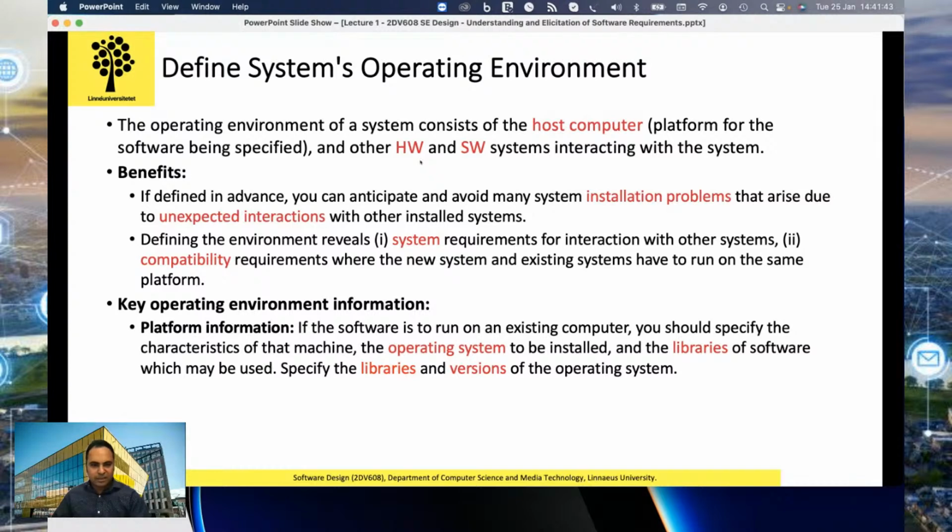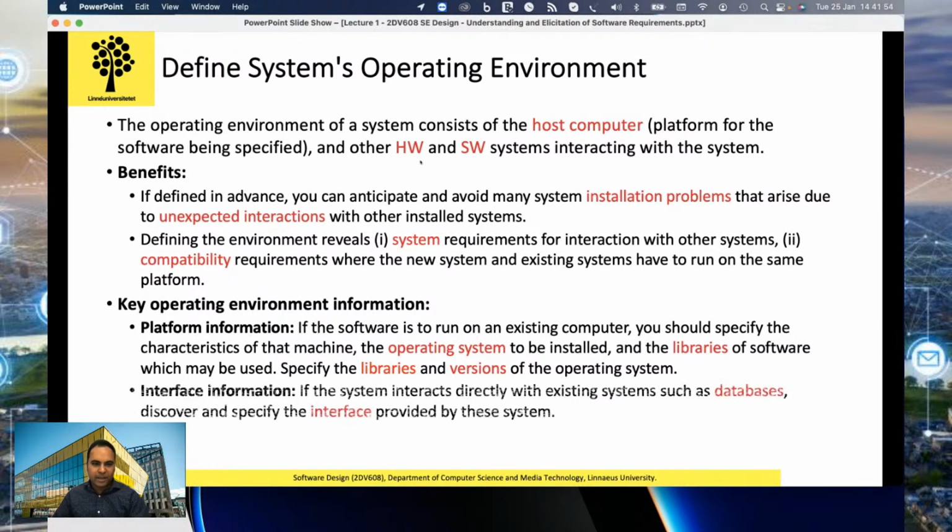I just mentioned, the operating environment might include platform information, so libraries, versions of the libraries, operating system, and so on. And then also interface information. So if you are talking to third-party systems, it can be any database on the cloud, any other services or APIs. So you need to know those interfaces or what type of communication you need to operate your system when it's developed or delivered.